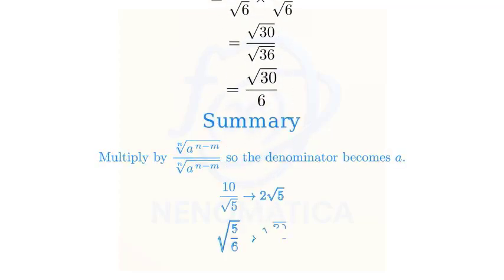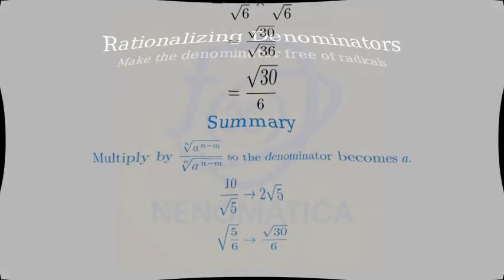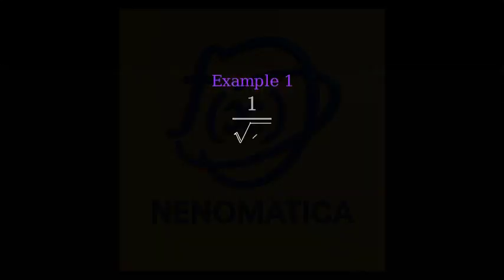Summary. To rationalize a denominator containing a root, multiply by a form of 1 that completes the power under the radical. For square roots, multiply by the same square root. Then simplify. Example 1. Start with the fraction 1 over square root of 2a.